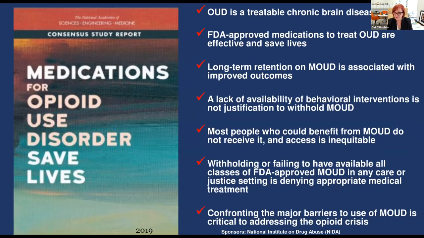Most people could benefit but don't receive it, and access is quite inequitable. Withholding, or failing to have available, all classes of approved medications in care or justice settings is denying appropriate medical treatment. And confronting the major barriers to use is critical to addressing the opiate crisis. And that's really what I'm here for today, to spread this word of what's going on with you and why aren't we doing it?